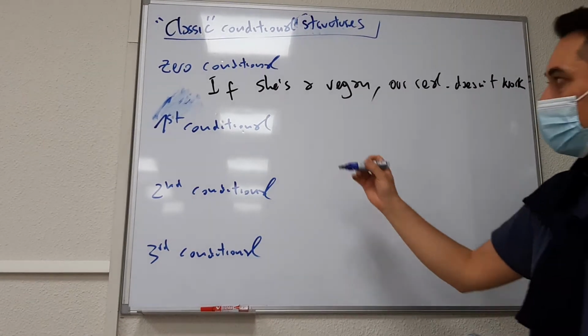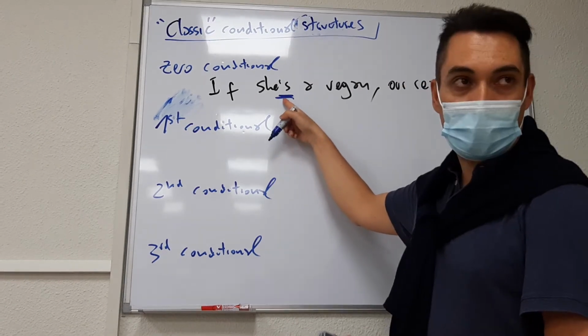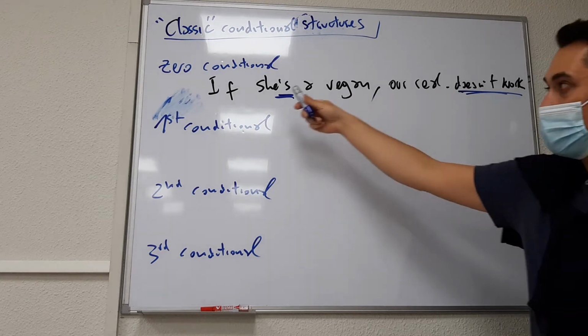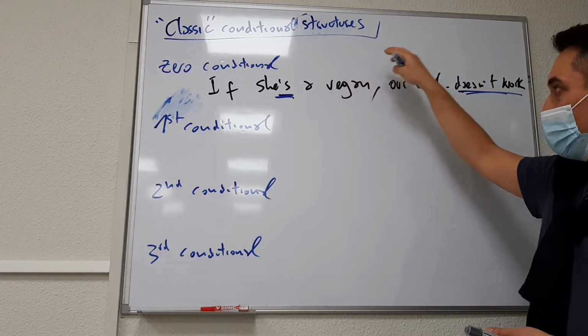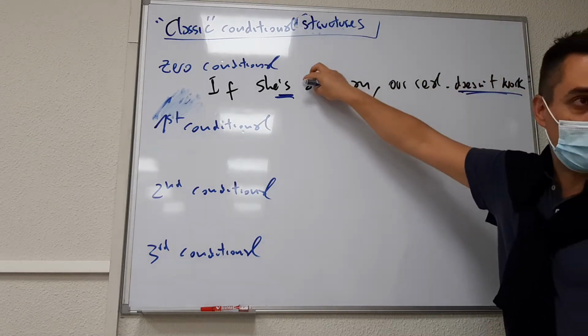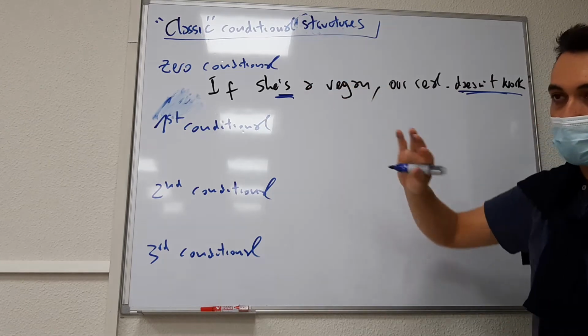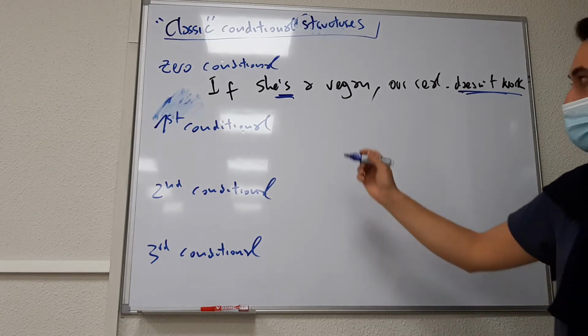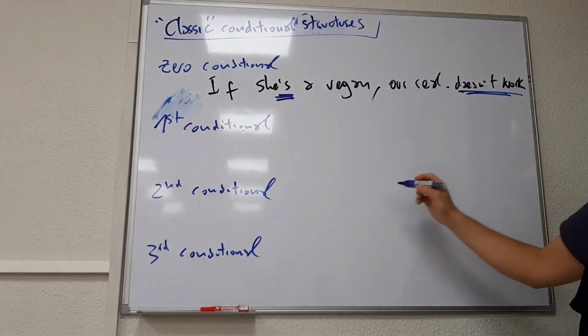When we have a zero conditional, we need present simple and present simple. It means this clause is the consequence of the first clause. No matter what, it's always the consequence of that one from the speaker's point of view. So present simple, present simple.